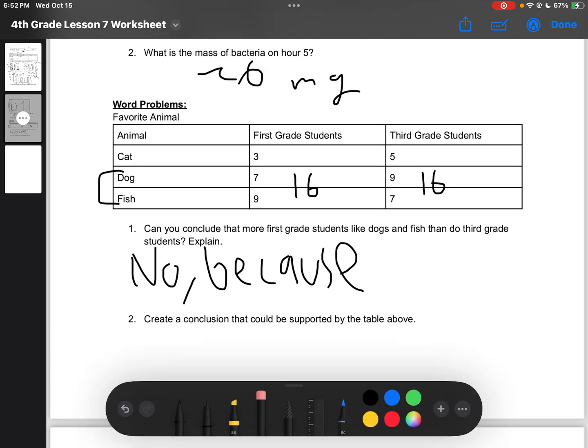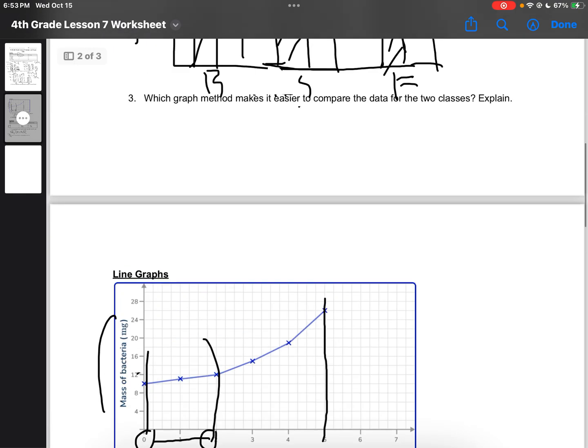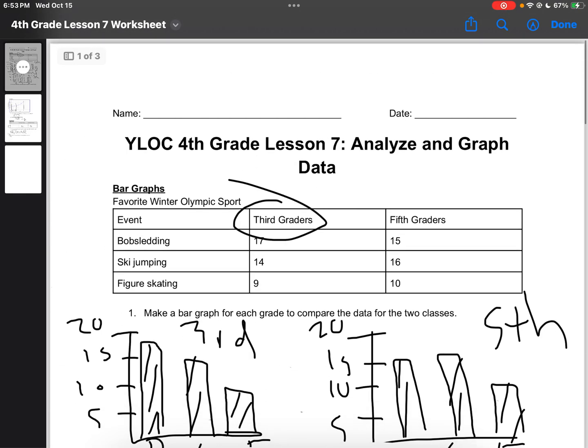Number 2, create a conclusion that could be supported by the table above. Anything works. It's whatever you want it to be. An example would be more third grade students like cats than first grade students. For number 2, try coming up with your own example, but try combining stuff and making it more complex, not just the example that I used. That's it for today, and see you guys next week.